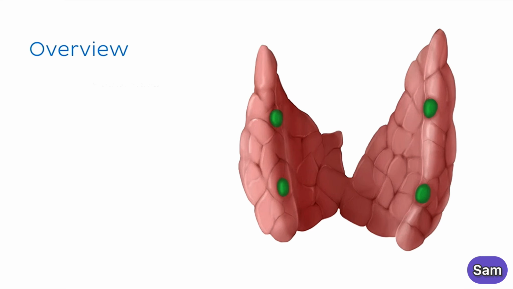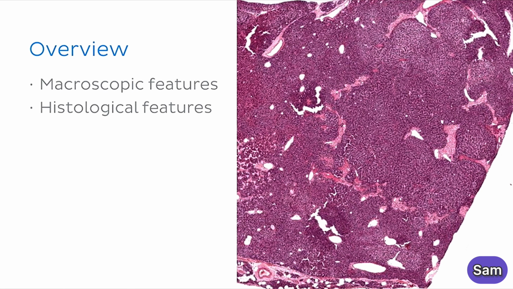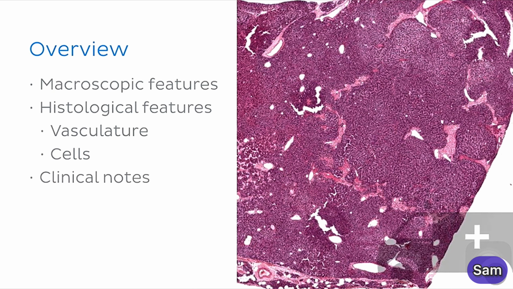We'll begin by looking at the macroscopic features of the parathyroid glands to remind ourselves about the anatomy without a microscope. We'll then dive into the good stuff and cover the histological features, including the vasculature found in the parathyroid glands, and cells that make up the gland's parenchyma. Finally, we'll wrap up the tutorial by looking at some clinical notes related to the glands.